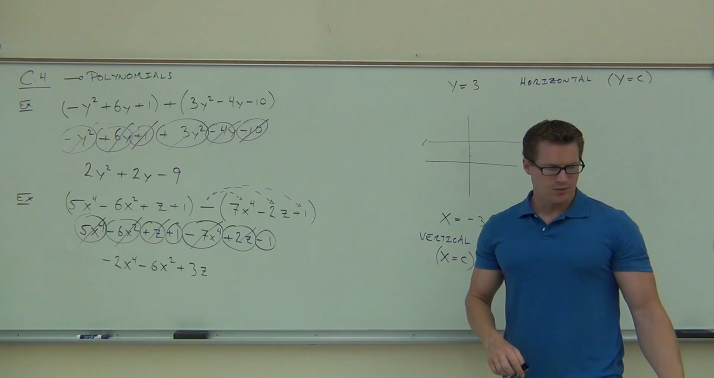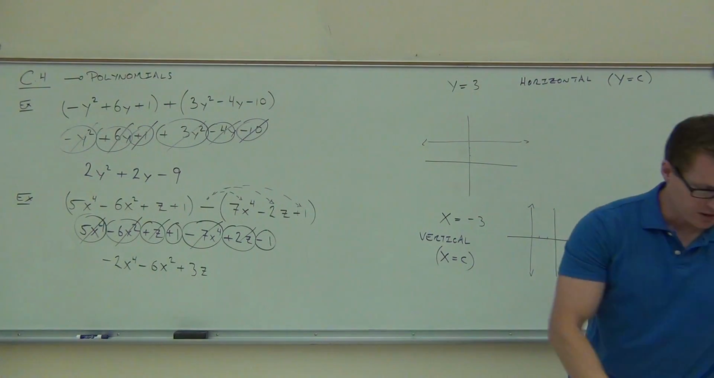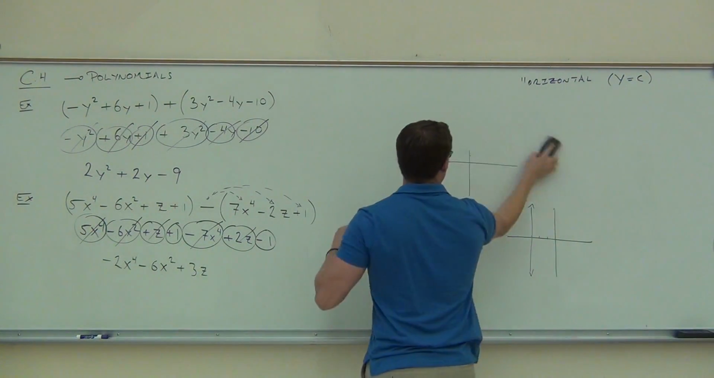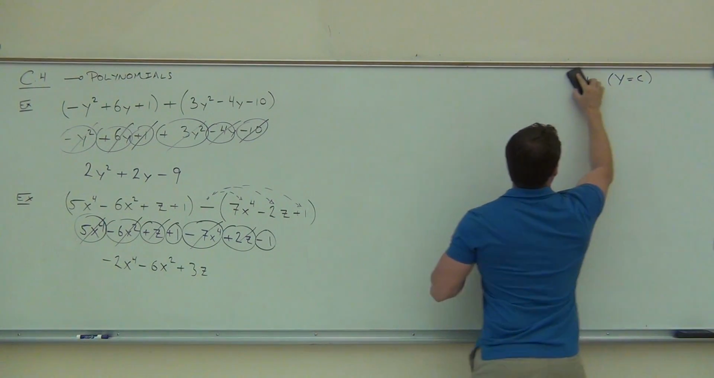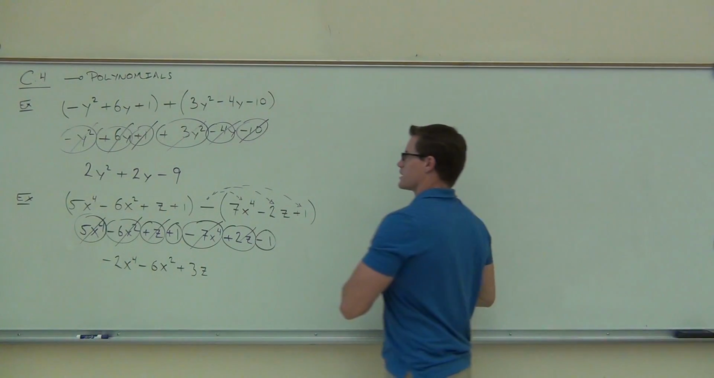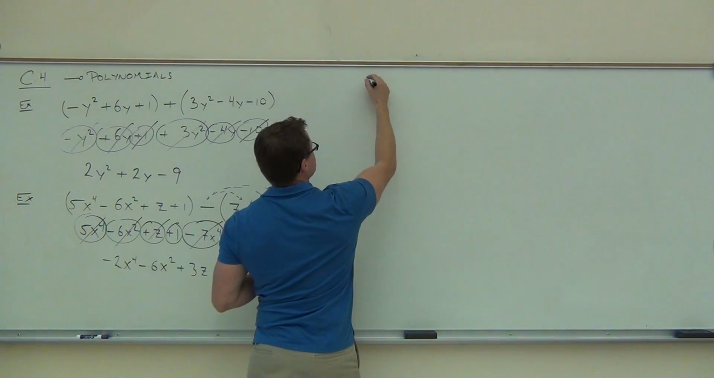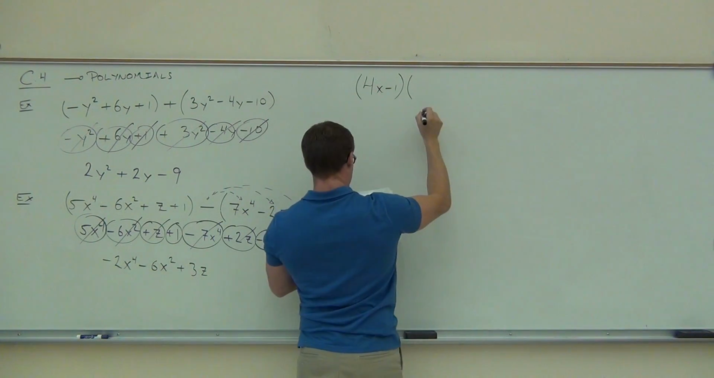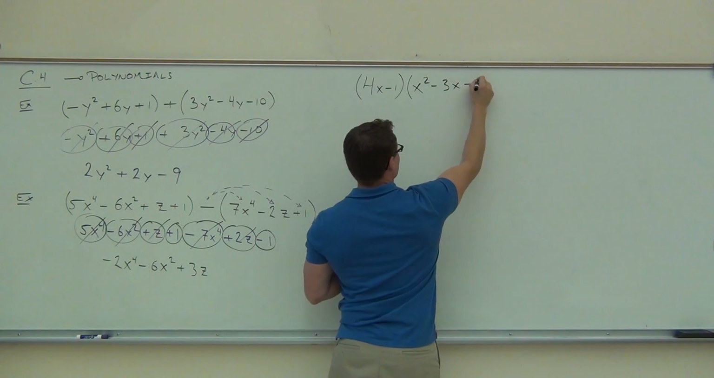How many people feel okay with adding and subtracting polynomials? We'll start the multiplication. We'll see if we can get through it. If not, we'll just start it next time. Just want to show you what that looks like. So when we have something like 4x minus 1, like that.